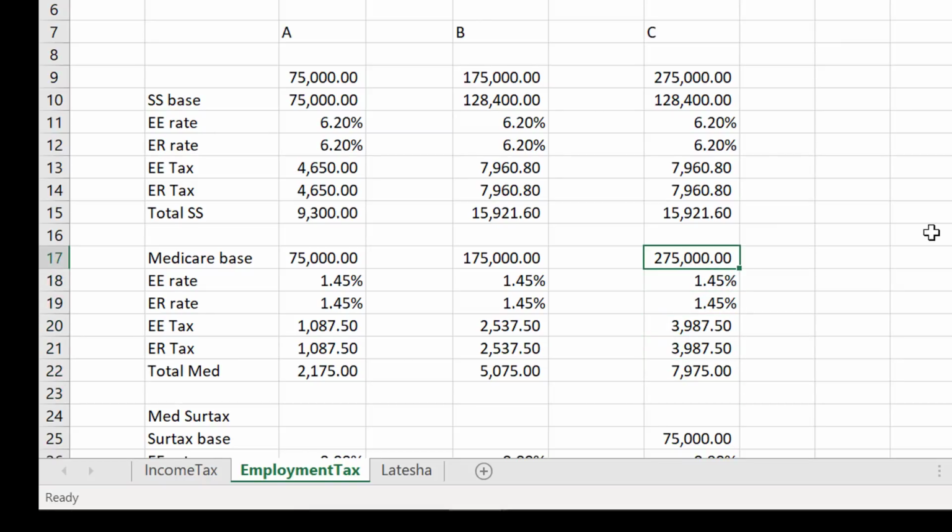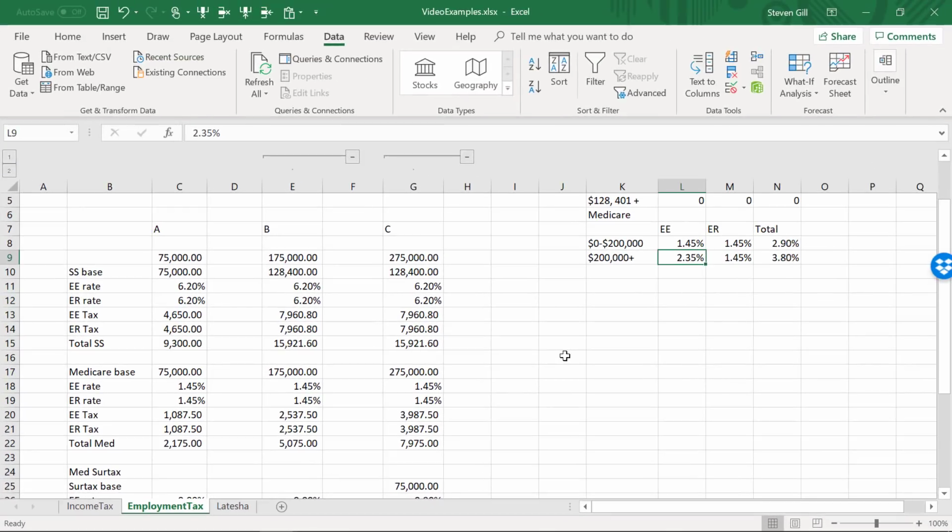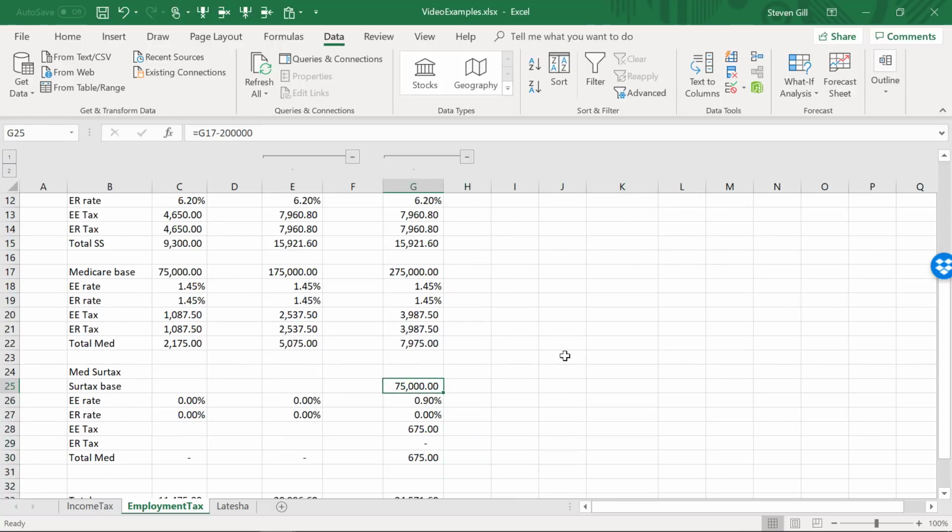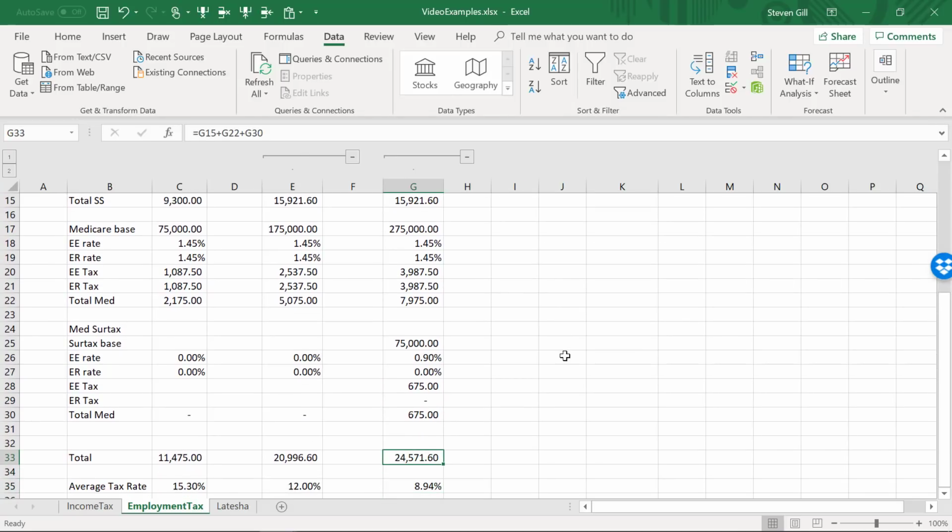But recall that for a single taxpayer, anything in excess of $200,000 is subject to an additional 0.9% tax. So we take that excess amount and subject it to the Medicare surtax of 0.9%, which only applies to the employee. It does not apply to the employer. That generates another $675 of tax. And you can see that SpongeBob's total tax is $24,571. But the regressiveness of the Social Security portion of the employment taxes continues to drive his average tax rate down.